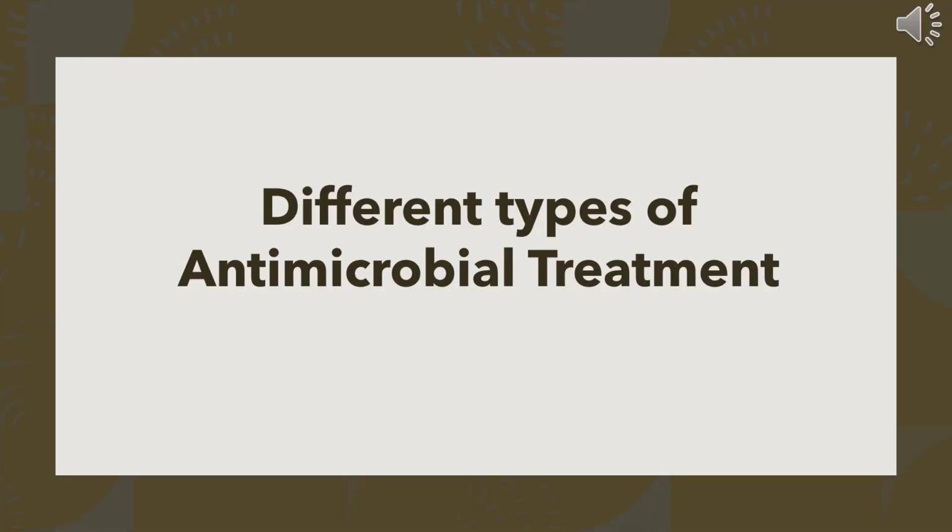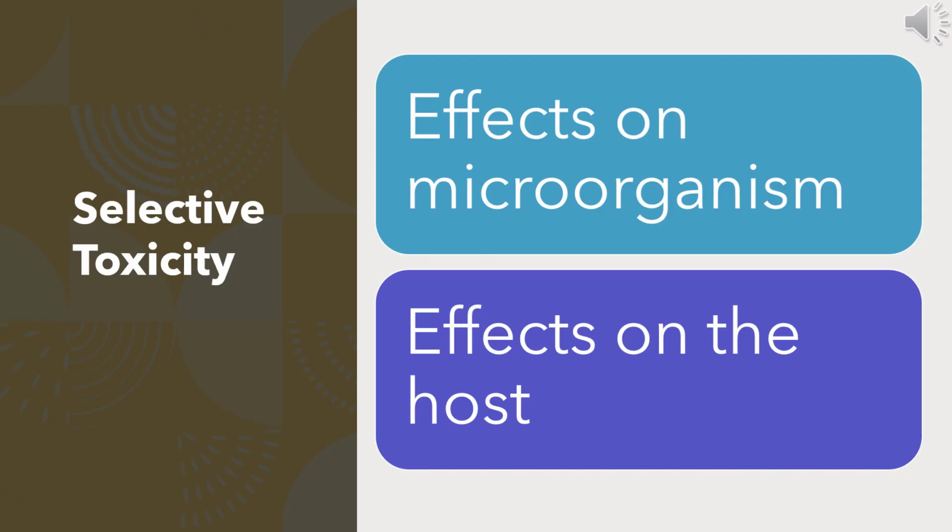I wanted to start my PowerPoint by, first of all, naming and describing the different types of antimicrobial treatment. The first one that I would like to start off with is selective toxicity. This affects the microorganism. Basically, it's severely toxic to the microorganism. However, it's less or non-toxic to the host. So it mainly damages the microorganisms.